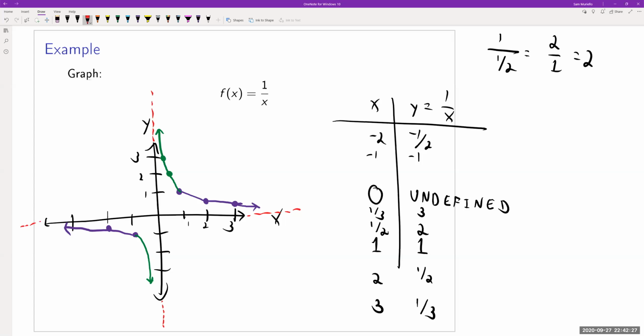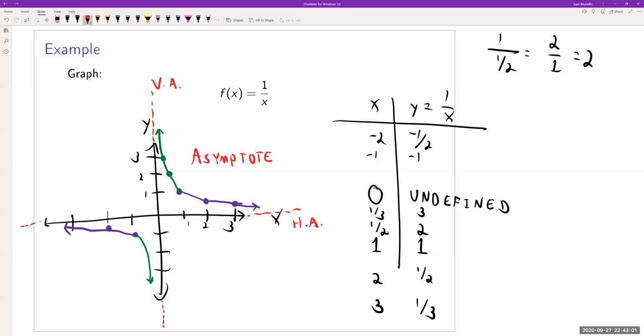The function is getting very close to 0, and it's always getting closer to 0, but it does not reach it in this instance. The idea in both of these cases, where as one variable approaches a specific value, the other variable grows very, very large, or very, very large negative, is called an asymptote. We can have a vertical asymptote or a horizontal asymptote. And in both cases, the idea is the same.